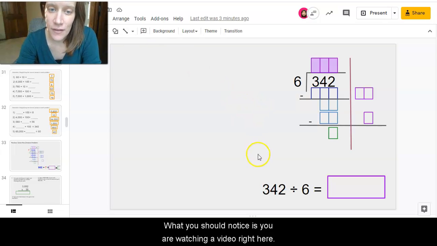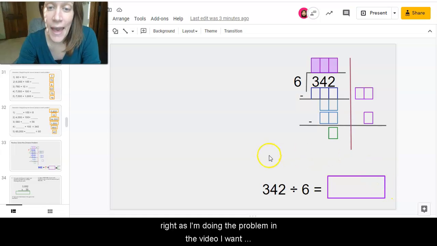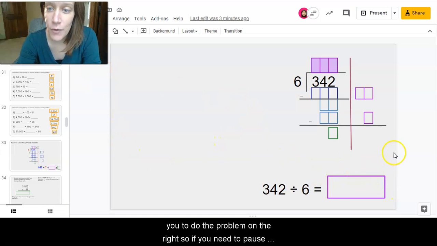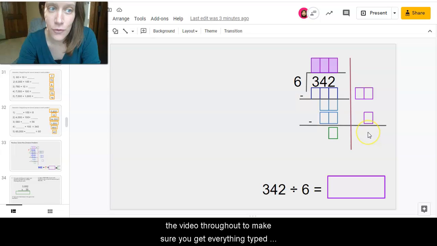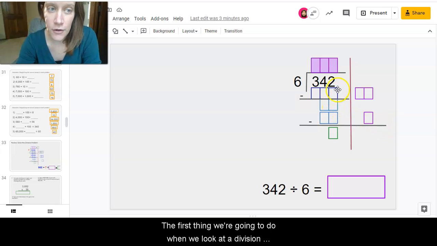What you should notice is you are watching a video right here on this slide and you have the same problem on the right. As I'm doing the problem in the video, I want you to do the problem on the right. So if you need to pause the video throughout to make sure you get everything typed in correctly, you should do that.